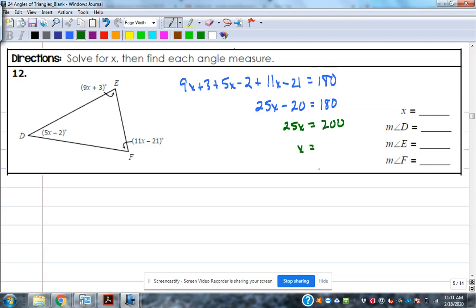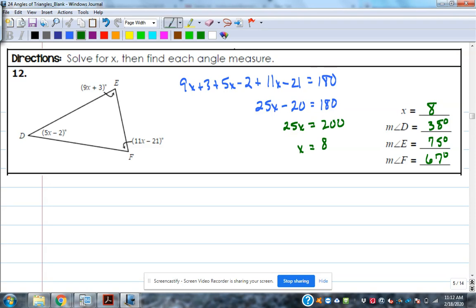And x, 160 divided by 20, is 8. So x is 8. And then we're just going to plug those in to each one of those. So 9x, 9 times 8, 72, plus 3 is 75 for angle E. Angle D is 38. 88 minus 21, 67.